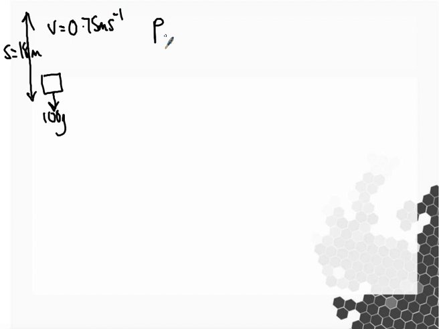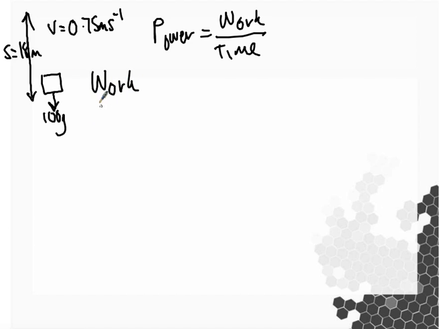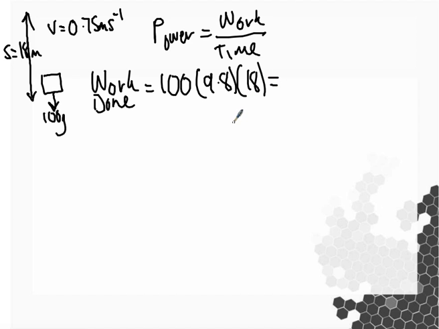So we know that power equals work done over time. So first, we find the work done, which is work done against gravity in this case. So I'm going to have the mass, which is 100, times the gravity, which is 9.8, times the height, which is 18. And if we calculate that, we get an answer of 17,640 joules.